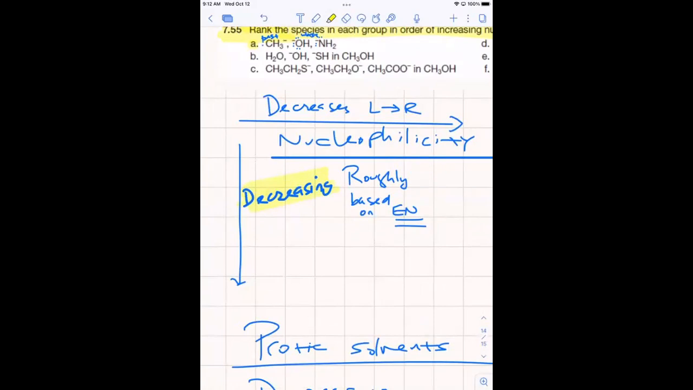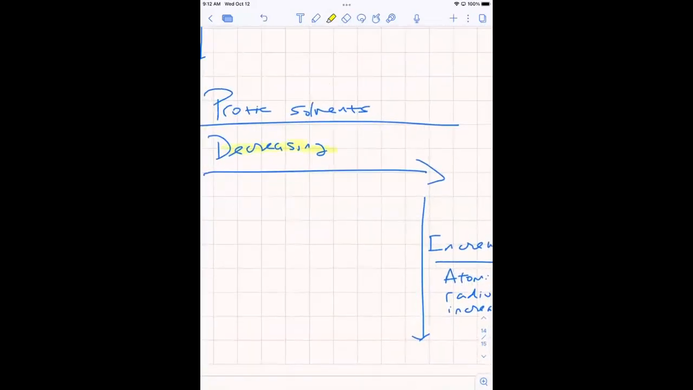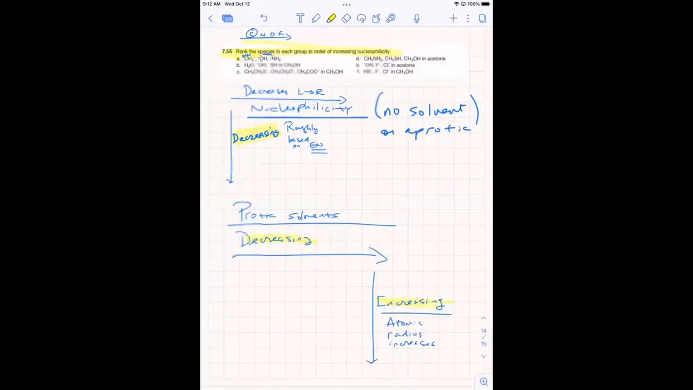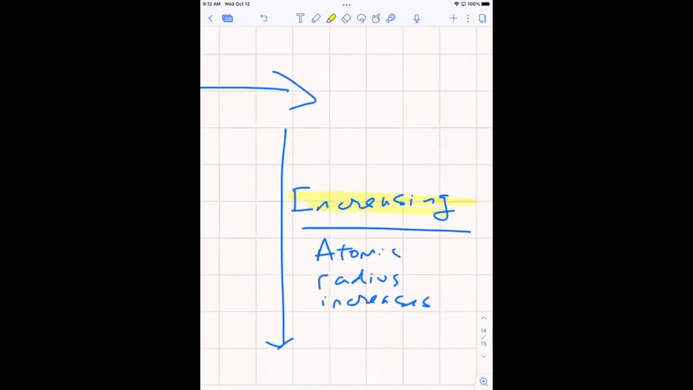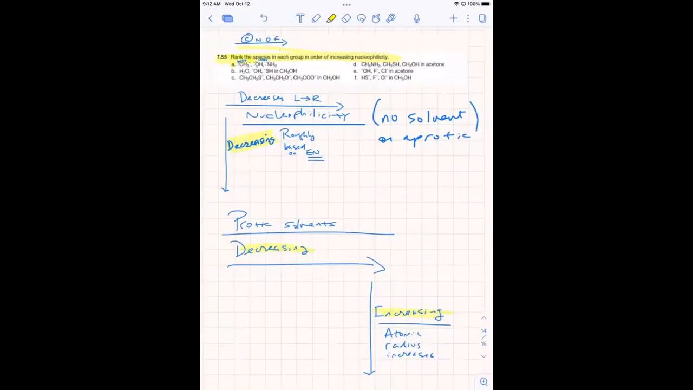And then if it's in a protic solvent, this was correct, right? So it decreases from left to right and it increases from top to bottom. So in a protic solvent, the nucleophilicity of a functional group or a particular atom gets better as the atom gets larger, right? I said that over here as the atomic radius increases. So let's take a couple more of these examples, and then we're going to move on to elimination.